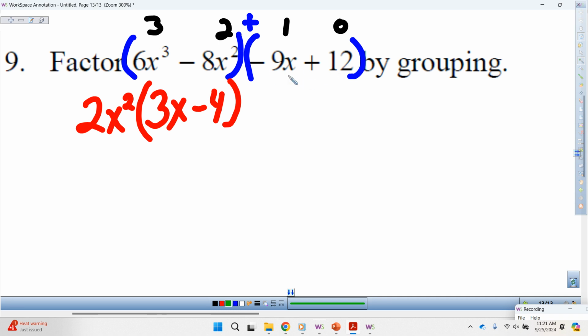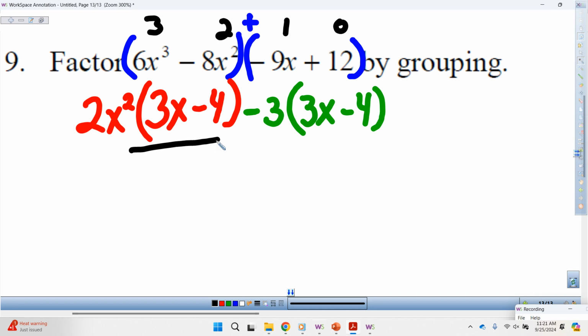GCF for these two. What number divides 9 that divides 12? 3. However, if it has a negative on the first term, make sure you factor it out also together with a GCF. Here we go. Negative 9x divided by negative 3 is 3x. 12 divided by negative 3 is negative 4.